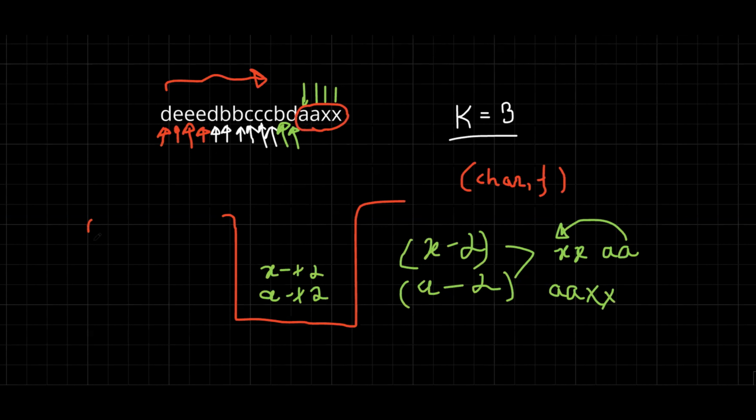Now, the overall time complexity of this problem is O of n because we have to iterate each of the elements, and the overall space complexity is also O of n because in the worst case, the size of the stack can be equal to the size of the input string. I hope you understood the algorithm. Now let's move on to the code.